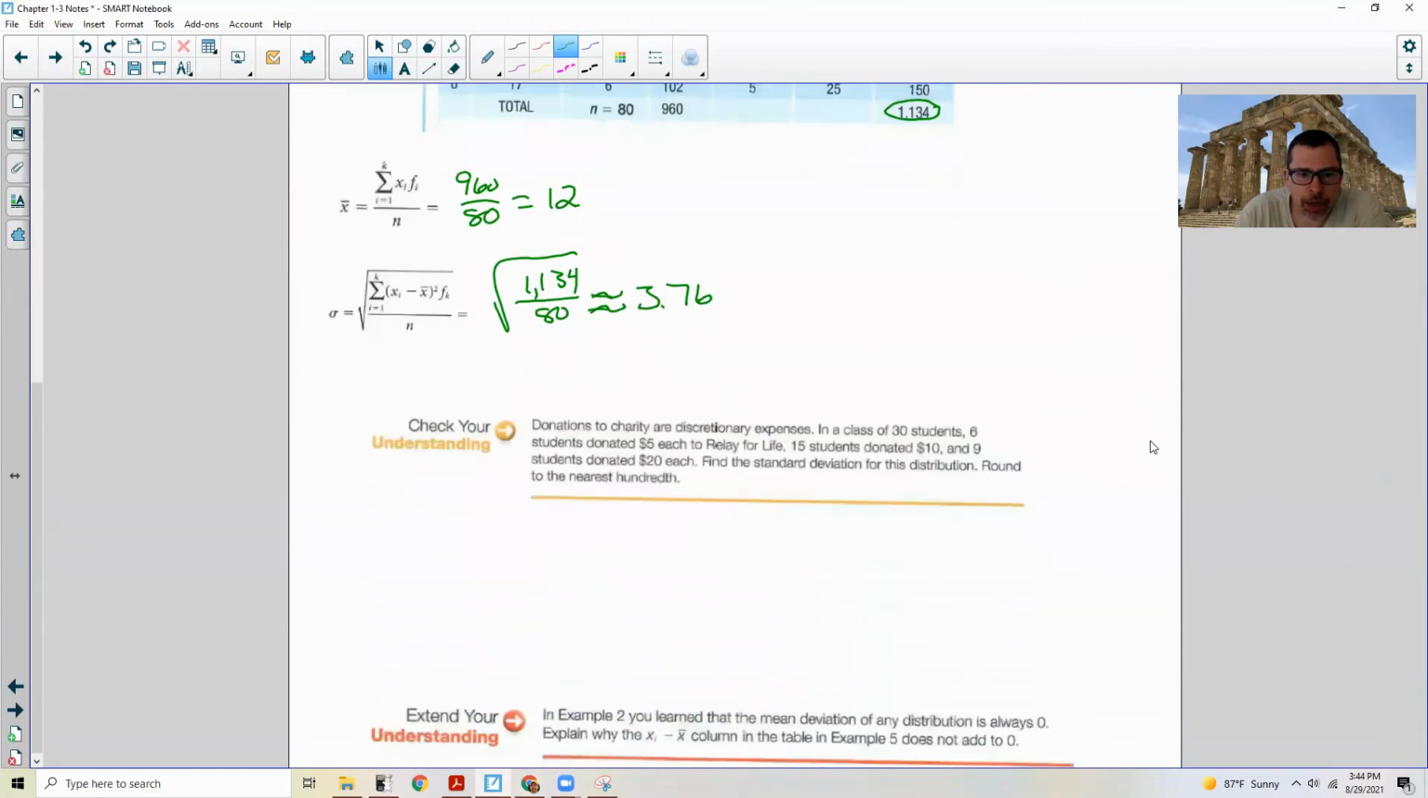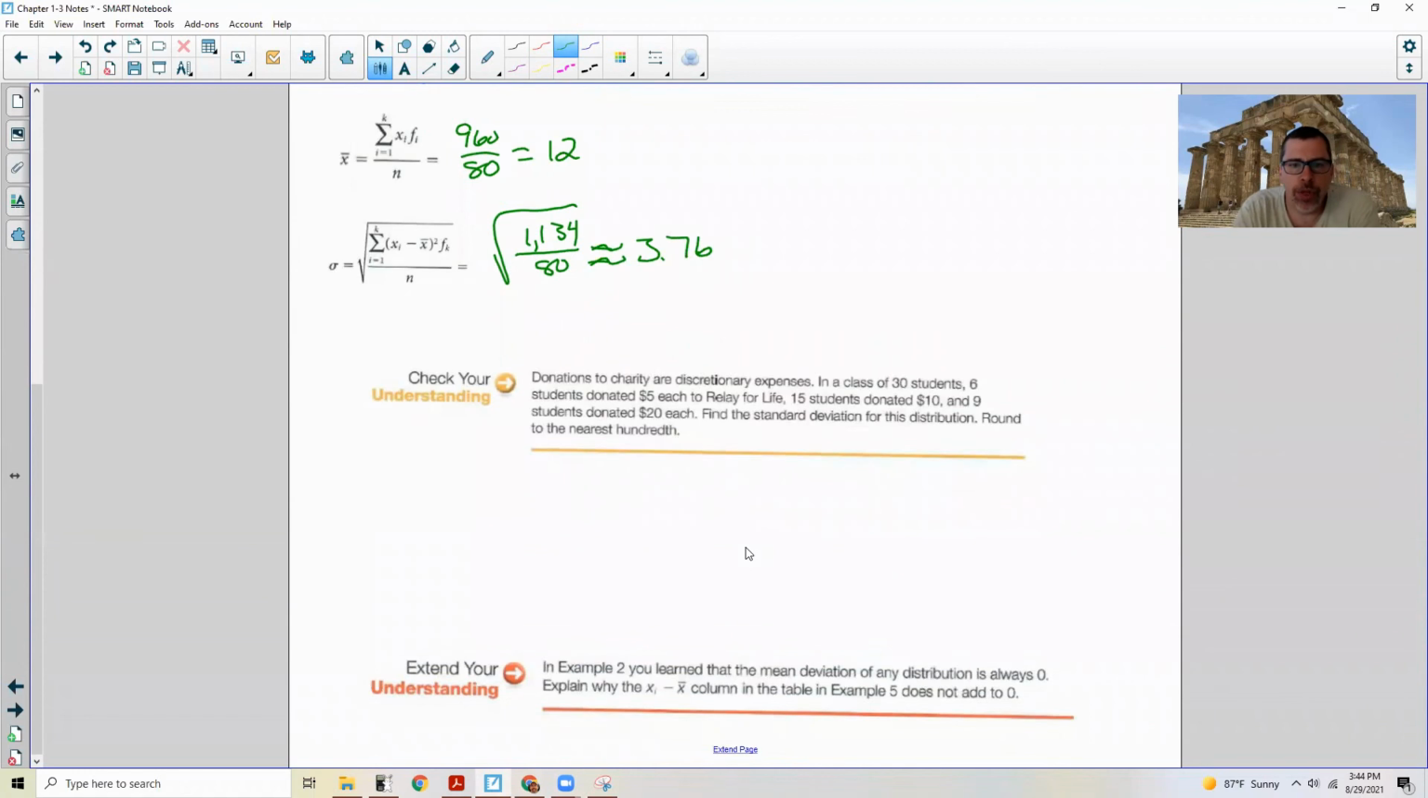All righty, now check your understanding. Donations to charity are discretionary expenses. In a class of 30 students, 6 students donated $5 each to Relay for Life. 15 students donated $10 and 9 students donated $20 each. Find the standard deviation for this distribution, round to the nearest hundredth. Okay, pause the video, see if you can do this, come back and see how you did.